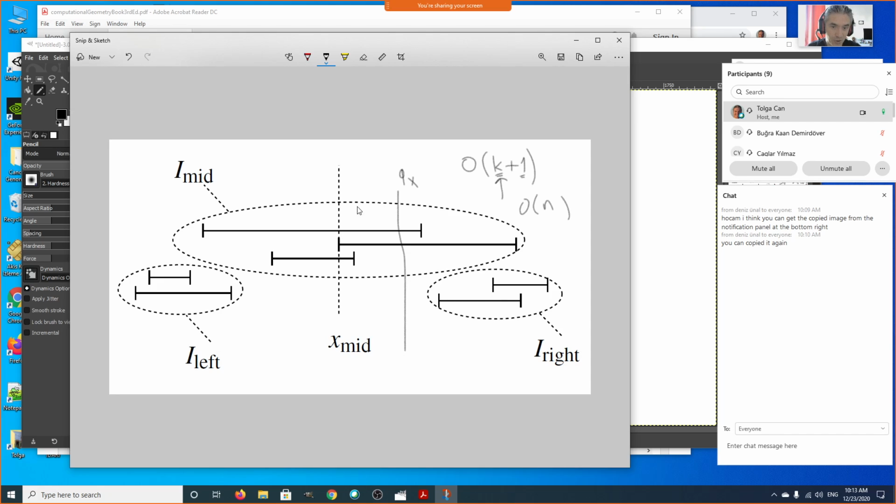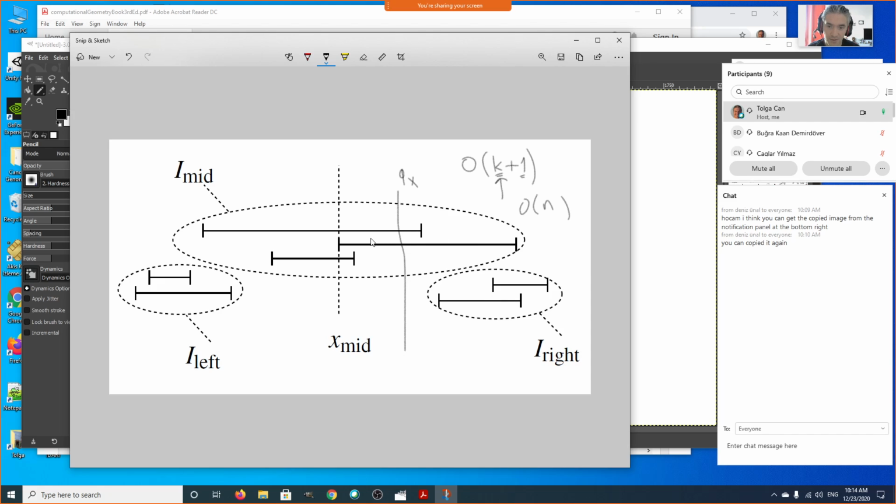And I also know something about QX. QX is larger than or equal to XMID, because I'm going to the right. It may be equal as well. It doesn't matter. For equalities, the thing is still in IMID. But here the problem actually is a simpler one.